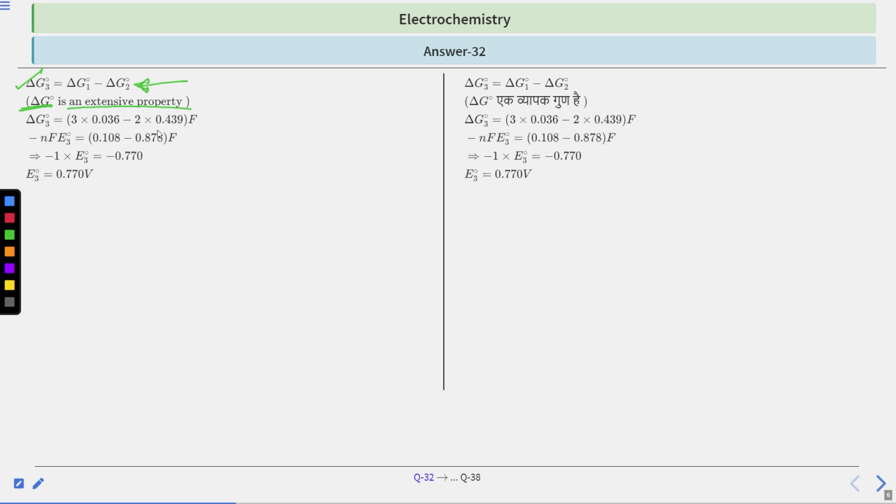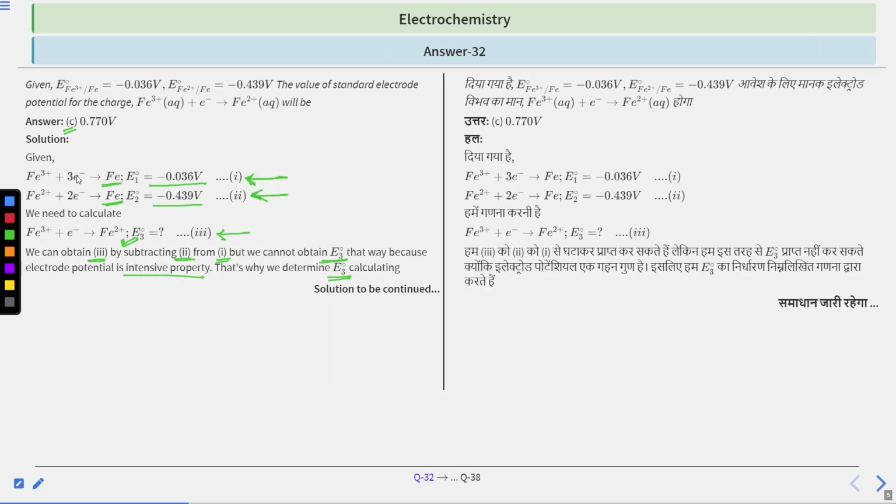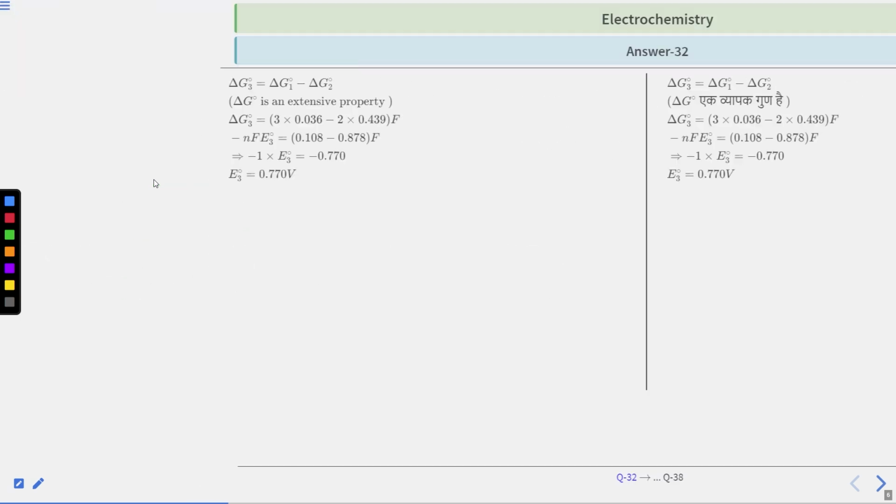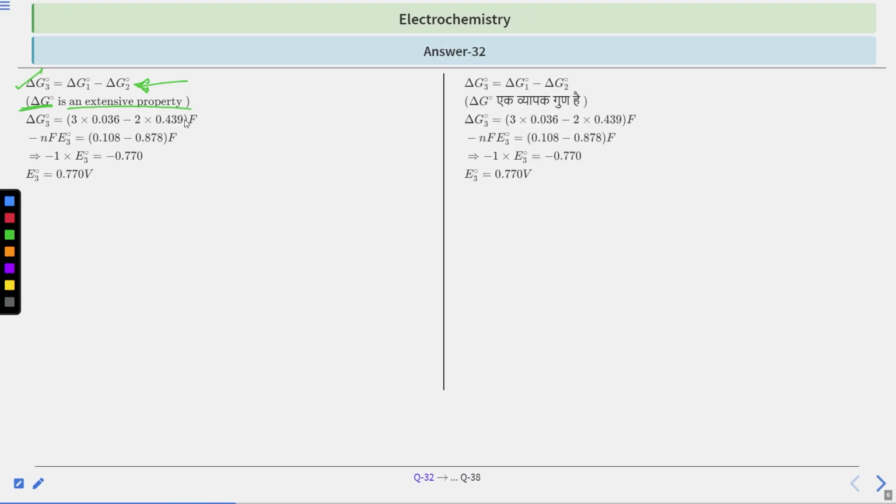E naught and del G are related by the equation del G is equal to minus nFE naught. Now we write the value of del G for the first and second equations. For the first equation, n is 3, so it is minus of n, which is 3, times F and E naught. E naught is this one, so minus will become plus. So it will be 3 times 0.036 times F.